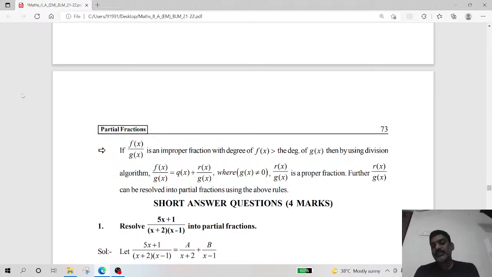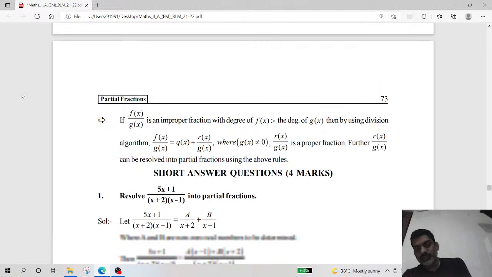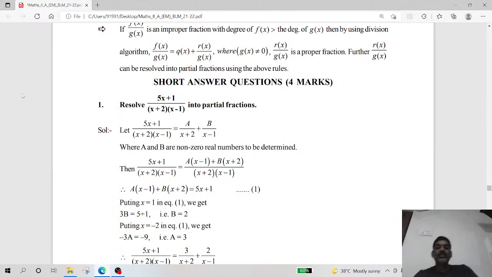Okay, then let us see the short answer type questions from this chapter, which we are going to expect in the examination. Resolve (5x plus 1) divided by (x plus 2)(x minus 1) into partial fractions. So here, (5x plus 1) divided by (x plus 2)(x minus 1) equals A divided by x plus 2, plus B divided by x minus 1, where A and B are non-zero real numbers to be determined.